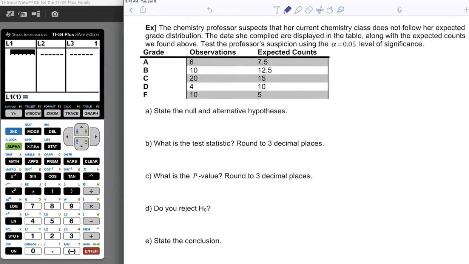So first we will state the null and alternative hypotheses. In a goodness of fit test, the null hypothesis is always that the random variable follows the given distribution. So we will say the class follows the professor's expected grade distribution.